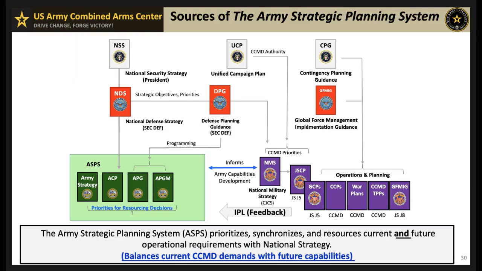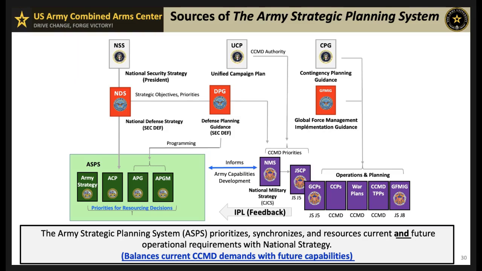These inputs inform Army capabilities development, which feeds into the National Military Strategy and Joint Strategic Campaign Plans. The Unified Campaign Plan and Contingency Planning Guidance, along with Global Force Management Implementation Guidance, direct operations and planning to balance current combatant command demands with future capabilities. This integrated approach ensures that the Army's strategic planning is synchronized with overarching national defense objectives.